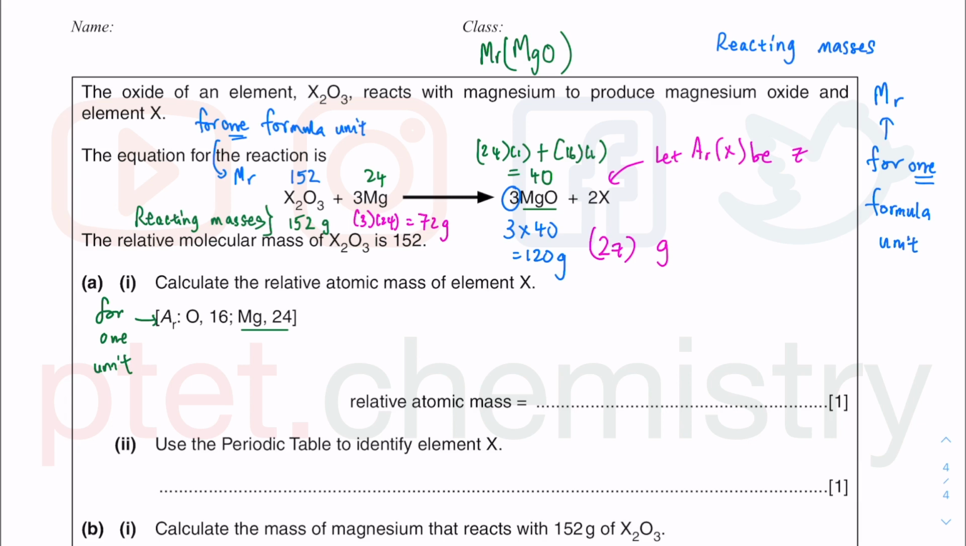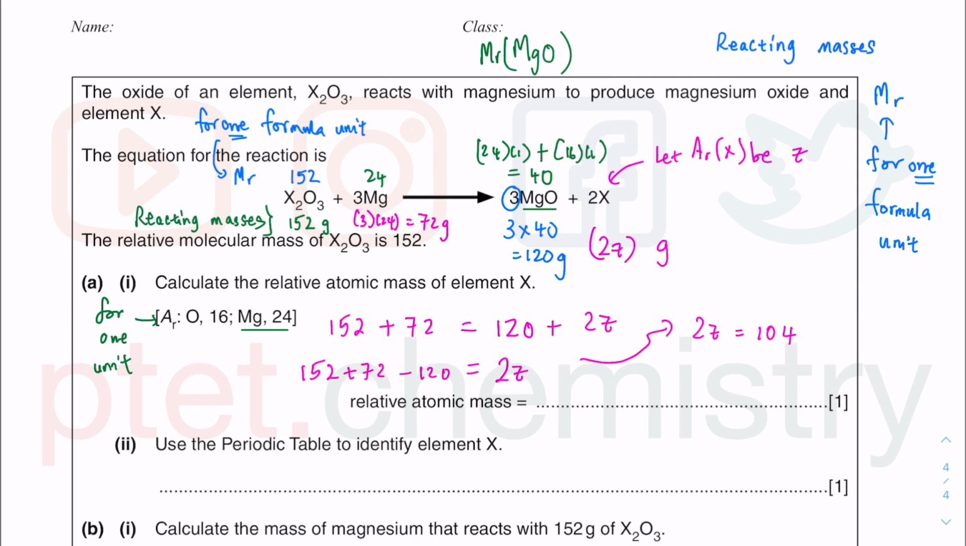Okay, so what I can do is a math. 152 gram plus 72 gram on the left is equal to the sum of the mass on the right. So what do I know? I know that 2Z is equal to 152 plus 72 minus 120, which is 104. So what can I do? If 2Z is equal to 104, what is Z? Z is 104 over 2, and I get 52. So that has got to be 52 there.